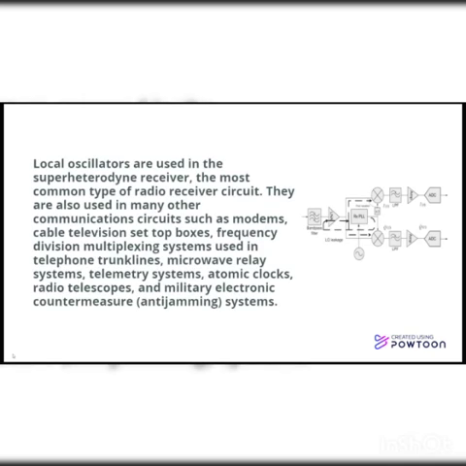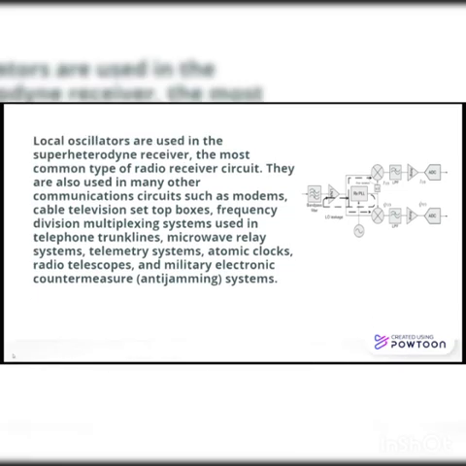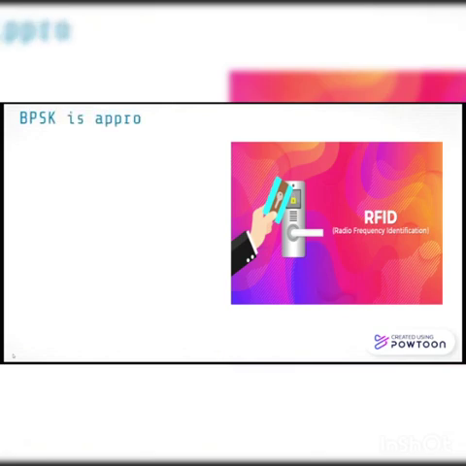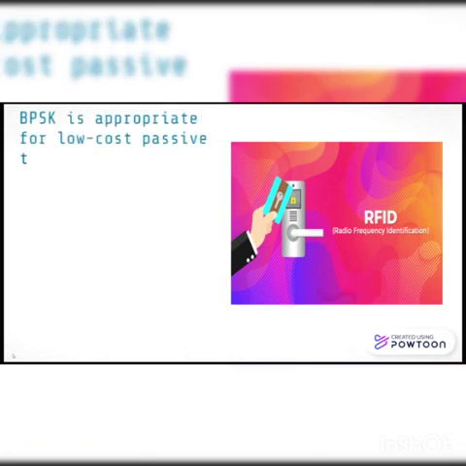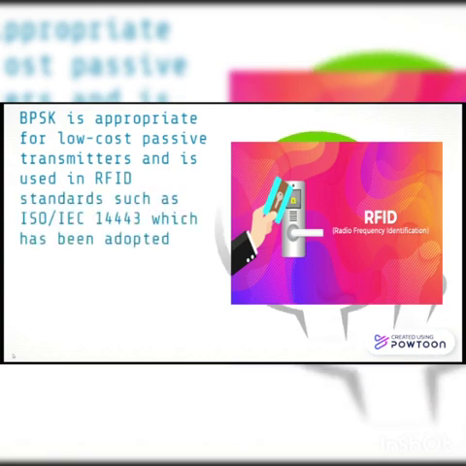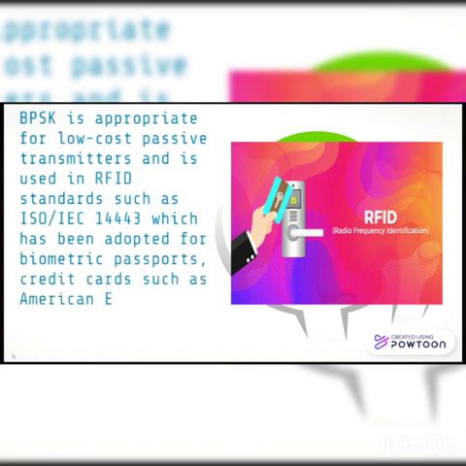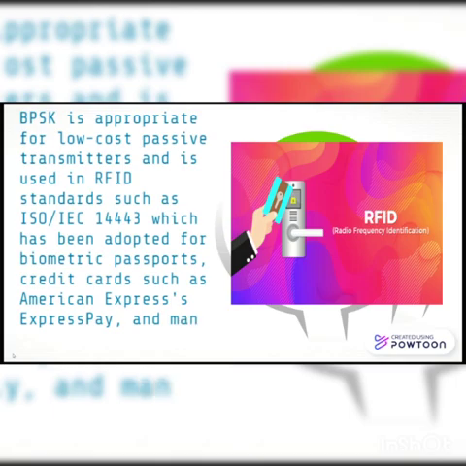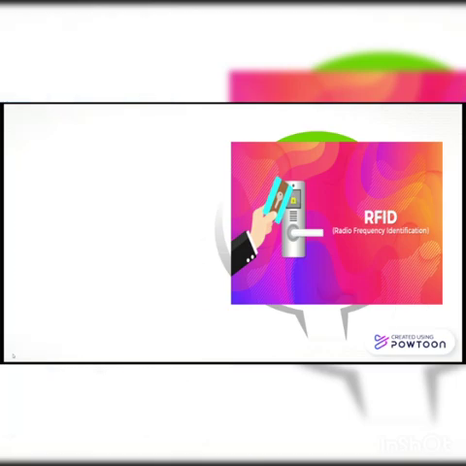One of the applications is the local oscillator, which you can use in a superheterodyne receiver, the most common radio receiver worldwide. Another application of phase shift keying is RFID, where the standard is ISO 14443. It is used in credit cards, biometric passports, hotel room keys, and many other pay wave systems.